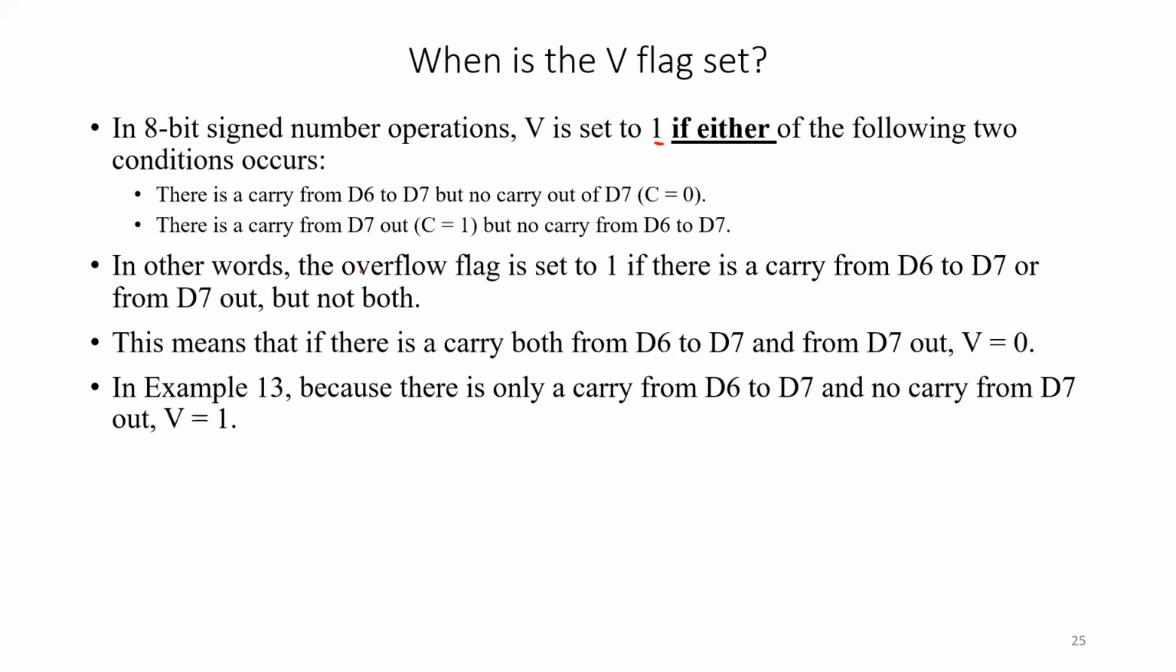First condition, if there is a carry from D6 to D7 but no carry out of D7, which means C equals 0. Or the other one, if there is a carry from D7 out, which means carry equals 1. So the overflow, guys, is not only for the overall 8 bits now. The overflow is for bit number 7, or D6.